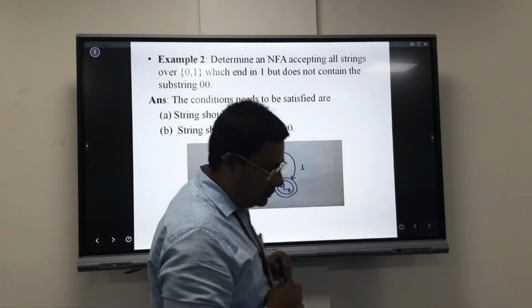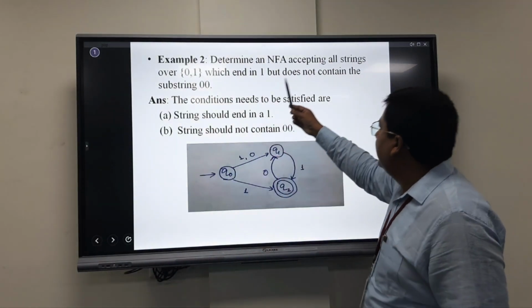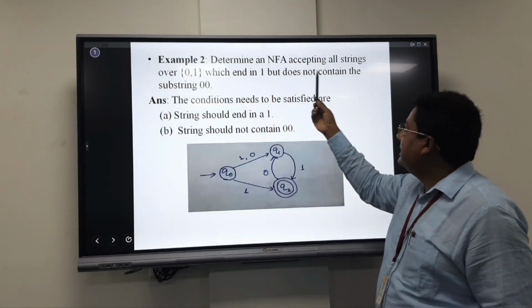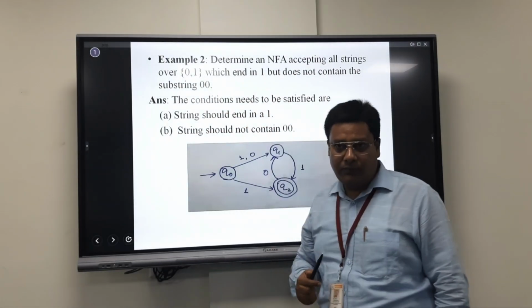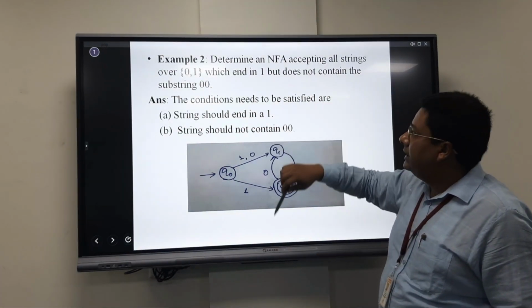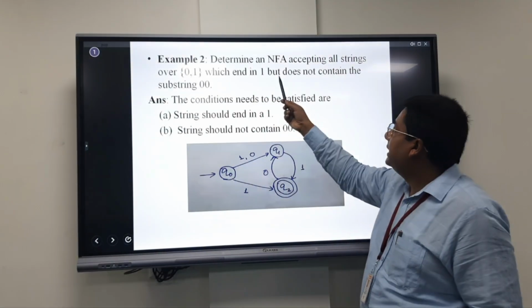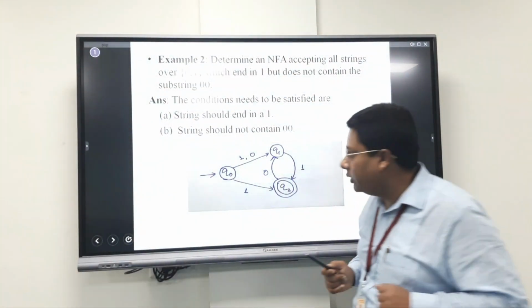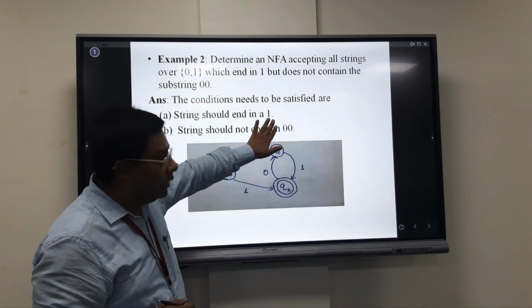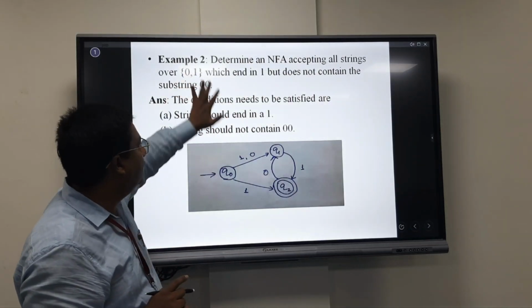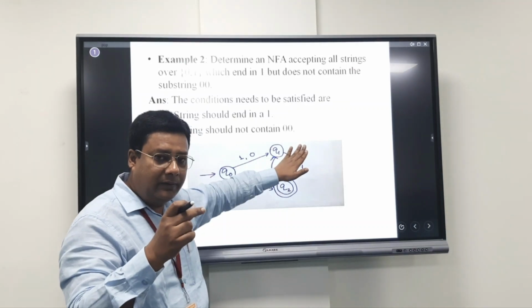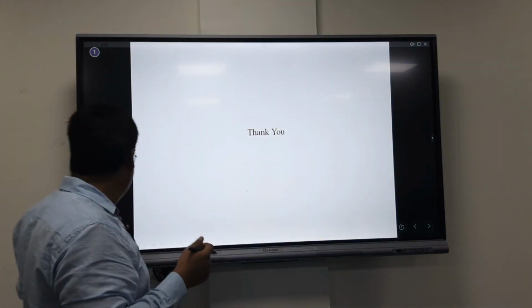Now, come to the next example. Determine an NFA that accepts all strings over 0, 1 which end in 1 but do not contain the substring 0, 0. What is the condition here? The string should end in a single 1, and the string should not contain 0, 0 as a substring.